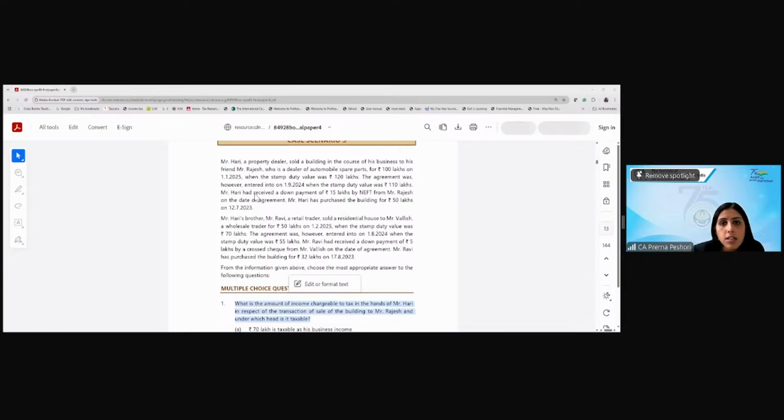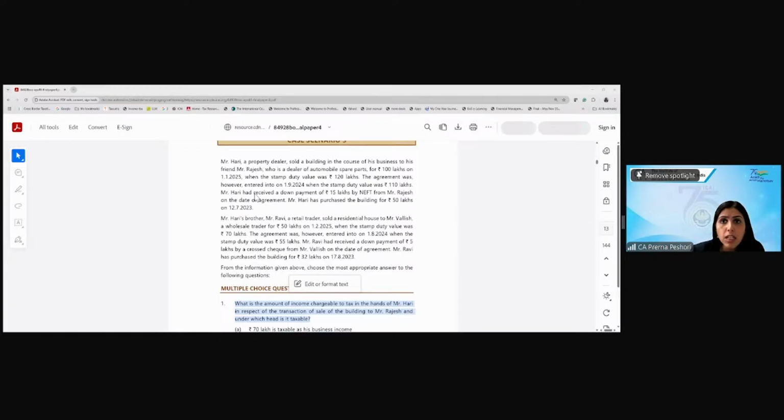So, Debrata, your answer is correct, 50 lakh, but it is coincidentally correct, because 120 minus 70 is also 50 lakhs, but 70 is the stamp duty value of Ravi. It is not for Hari. So if you look at it, students, the stamp duty value we will take on the date of the agreement, because the part payment has been received by way of an NEFT, which is an electronic transfer. In that case, we will take the stamp duty value as 110 and compare it with the sale consideration, which is 100.